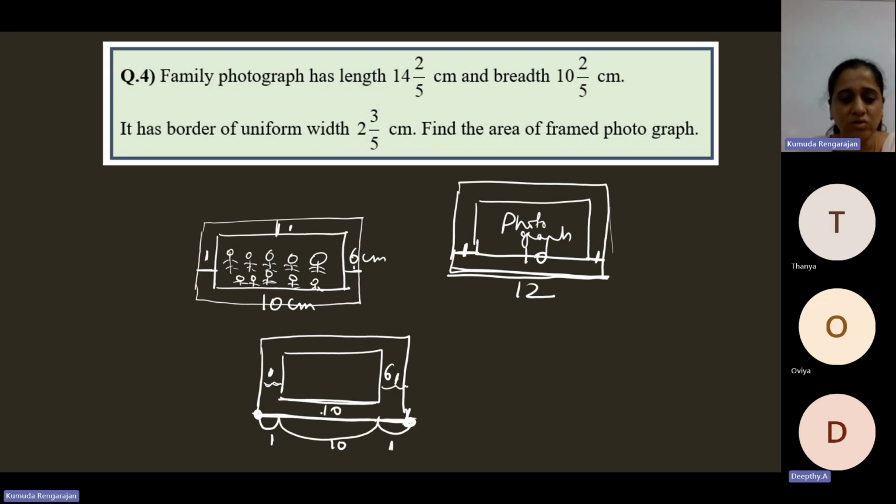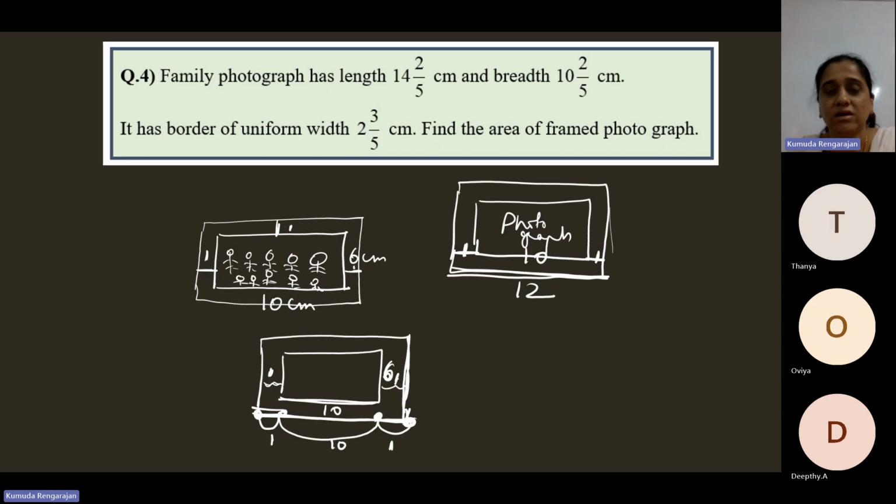This is 10. So this portion from here to here will be 10. 1 here and 1 here. So 10 plus 2, 12 centimeters. What will be the breadth? What will be the breadth of the framed photograph?